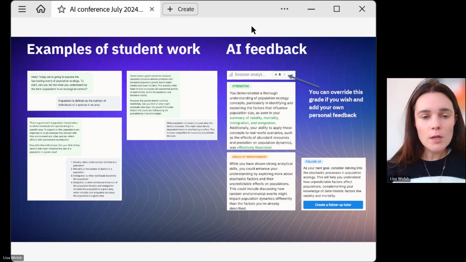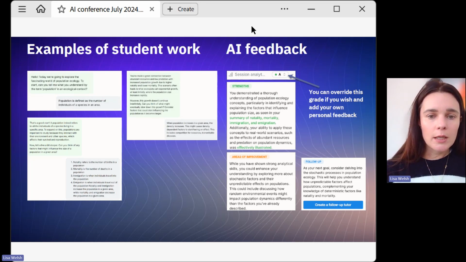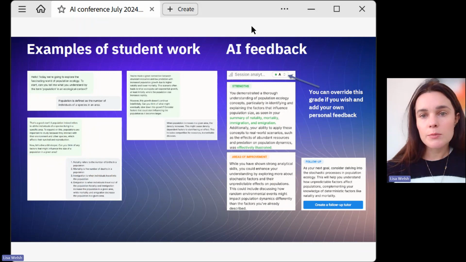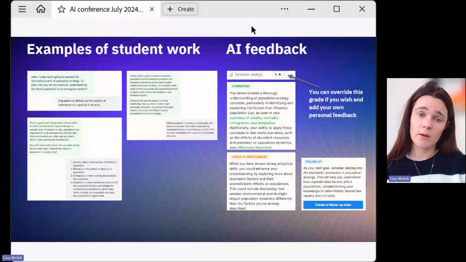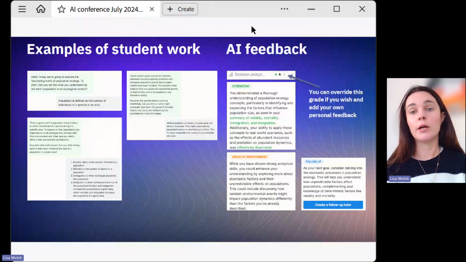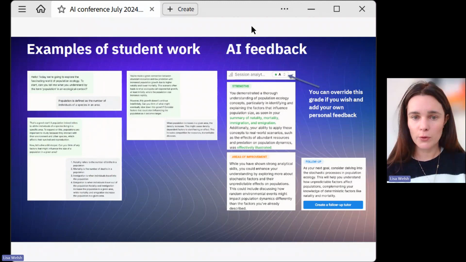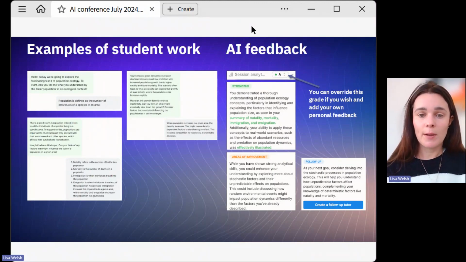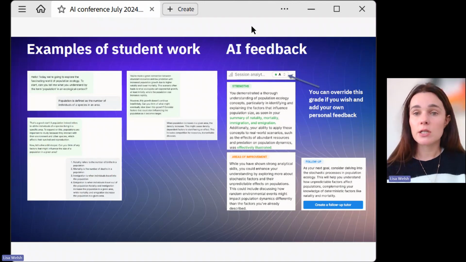This particular student, I think I can remember who this is off the top of my head, gives pretty detailed answers. In terms of the rubric that she had been given, she was kind of following that, and so the AI tutor had given her an A, the best score you can get. As it mentions there, you can override this and add your own personal feedback, but the feedback I've given there is actually the feedback from the AI. And so it's really in depth.